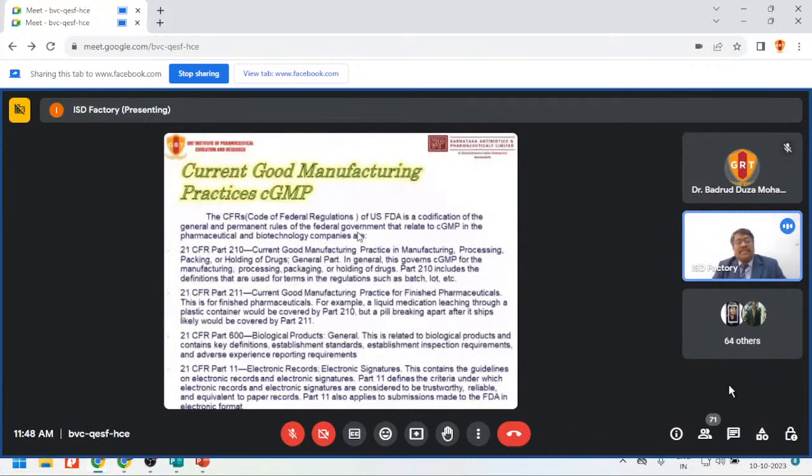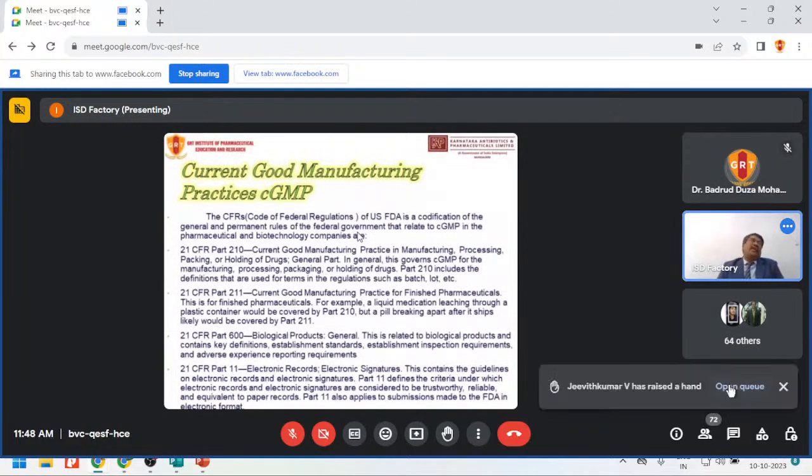21 CFR part 600 is about biological products. It contains key definitions, establishment standards, and establishment inspection requirements, along with adverse experience reports. I want to tell you that when we manufacture biological products, the inspection criteria are monitored very clearly. At each and every stage of manufacturing, inspection will be carried out.